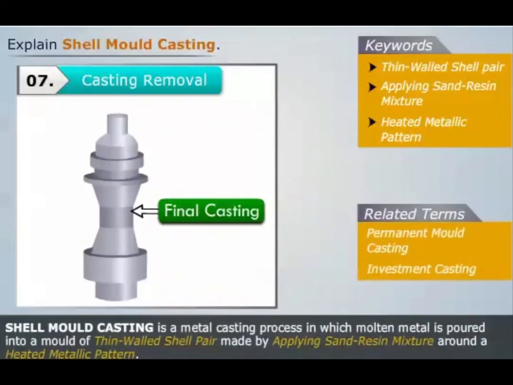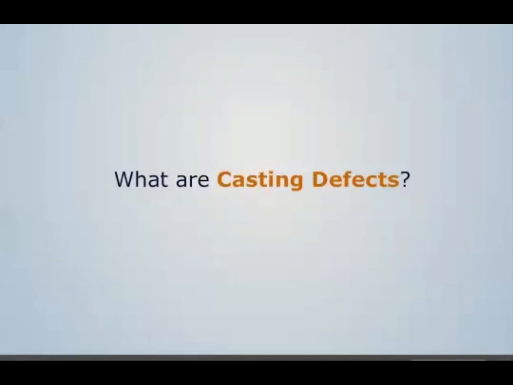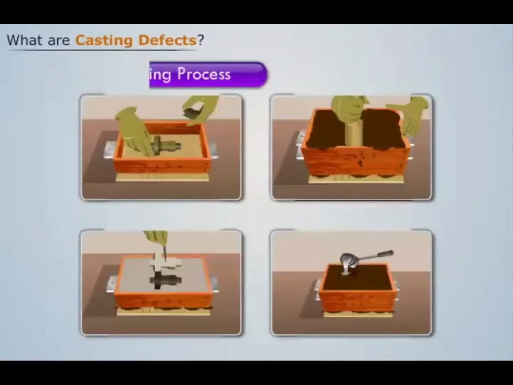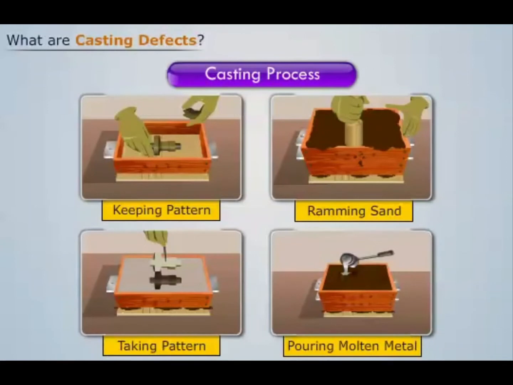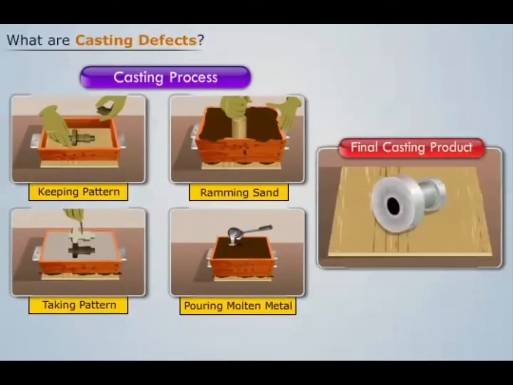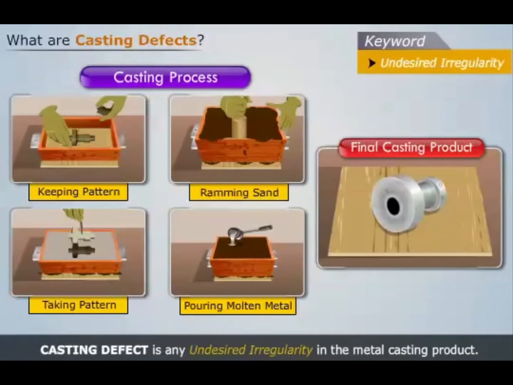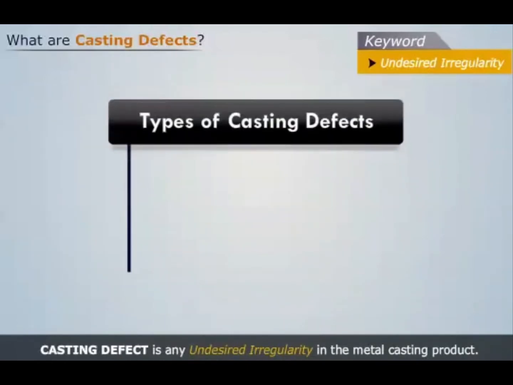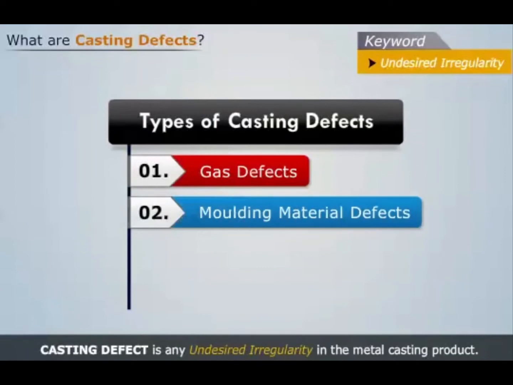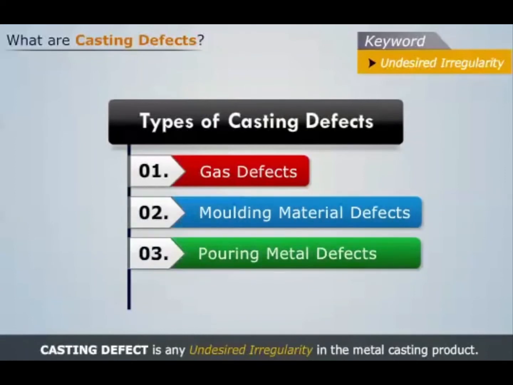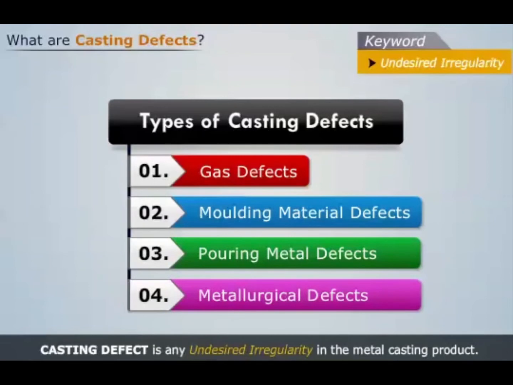Related terms are defects. During casting process, several undesired irregularities creep into the final casting product. These irregularities are known as casting defects. Thus, casting defect is any undesired irregularity in the metal casting product. Casting defects are broadly classified into gas defects, molding material defects, pouring metal defects, and metallurgical defects. Now let's discuss each of these defects one by one.